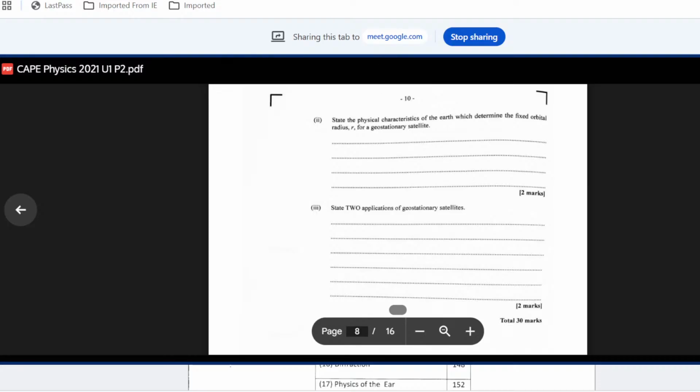And then the next question says state two applications of geostationary satellites. I know one of them is used for weather forecasting, and it's also used for telecommunications. Right, so weather monitoring and telecommunications.